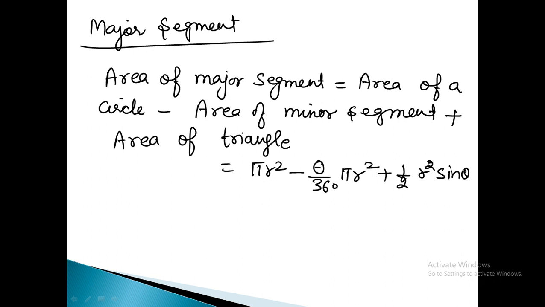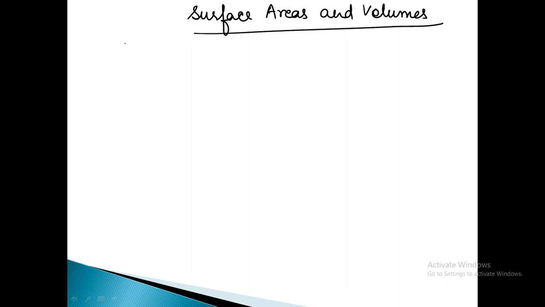Now the next chapter is surface areas and volumes. In this chapter we should keep in mind some formulas. First formula is related to cuboid.